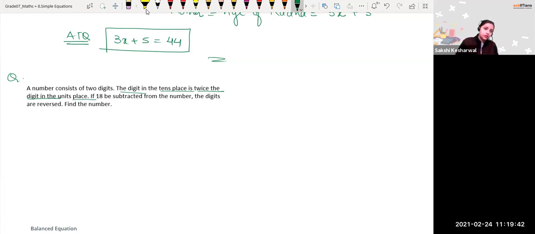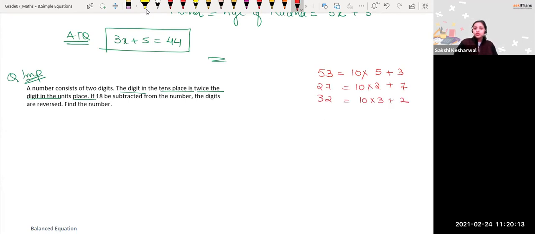Now listen, this is a really nice question. Try to understand this concept very well. Let us suppose I write 53. Can I say that 27 can be written as 10 into 2 plus 7, right? If I want to write 32, can I write this as 10 into 3 plus 2? Yes or no? Here 3 is the unit place and 5 is the tens place.